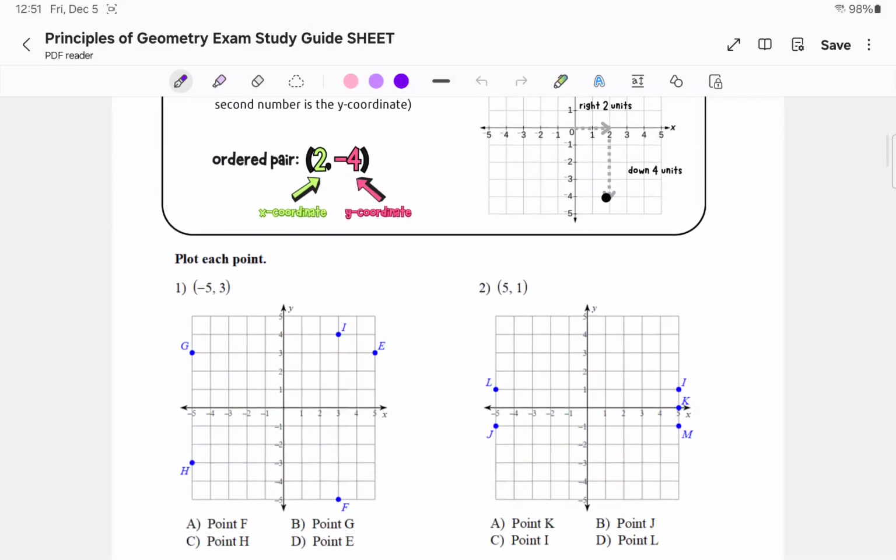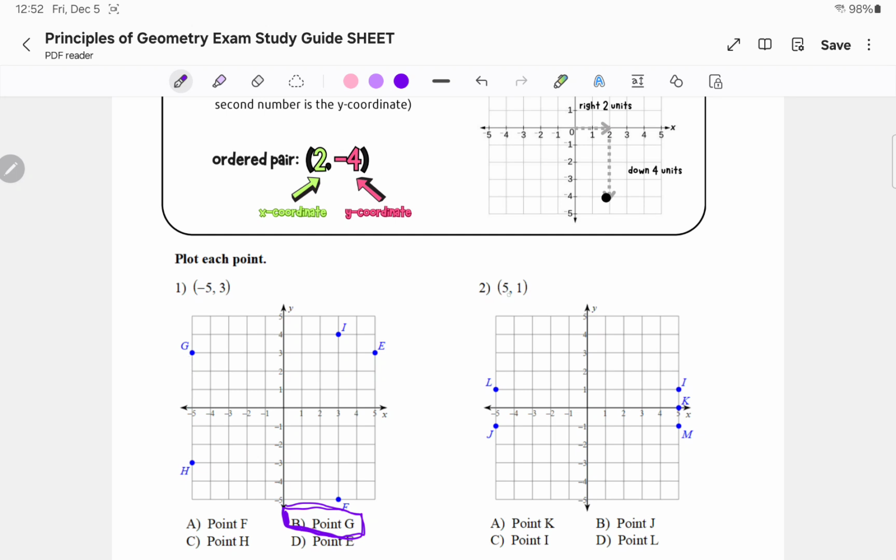It says plot the point -5, 3. So -5 means we're going to look on the x-axis at -5, and then we're going to go up and down. It's +3, so we're going up the y, and right here we see our point, which is point G. So that is our answer, point G. Again, it's -5, so move along the x-axis first, then +3, move along the y-axis.